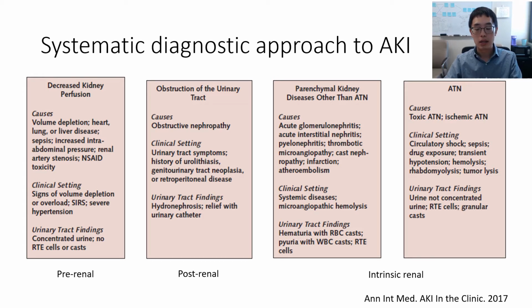Now, the intrinsic renal category encompasses quite a significant number of things, but more commonly we have acute tubular necrosis, or ATN. This is the most common cause of AKI in the hospital, but there are some other causes of intrinsic renal etiologies as well that I'll get to over the next couple of slides.